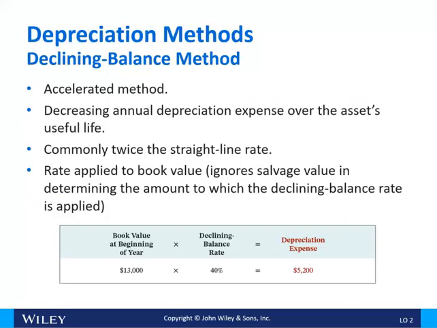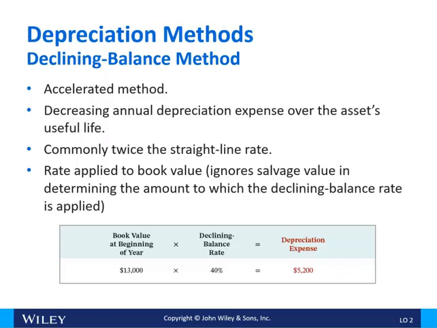And the third method we're going to talk about is the declining balance method. This is an accelerated method. So we have decreasing annual depreciation expense over the asset's useful life. Commonly it is twice the straight line rate, so we call it the double declining balance sometimes. So it's double the straight line rate.